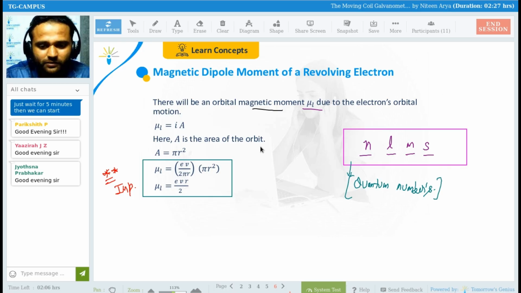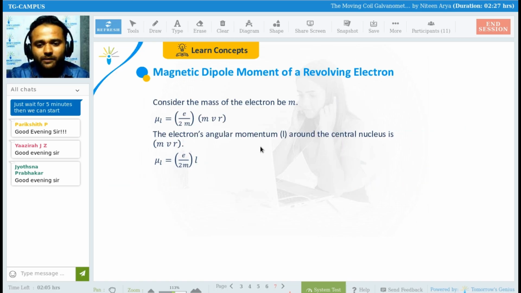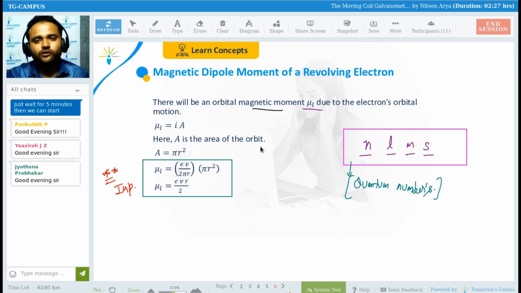Right now we are not going into the depth. These are the names: S for spherical, P for periodic, or there is a specific name; right now I just forgot it. So this is all about the formula for the magnetic moment due to the revolution of the electron in its particular orbit. Is this clear, everyone?